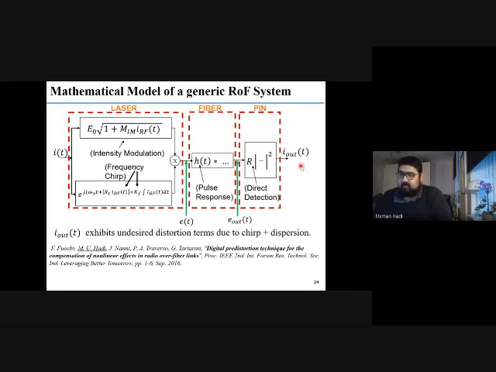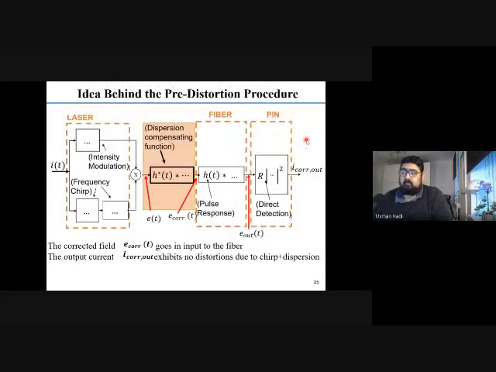It is full of the distortion terms due to chirp and dispersion. So the problem is that we would like to model this system so that this I out is without any issue. And for that, we came up with an idea of using a dispersion compensation function, which is actually just the conjugate response of the pulse response of the fiber.